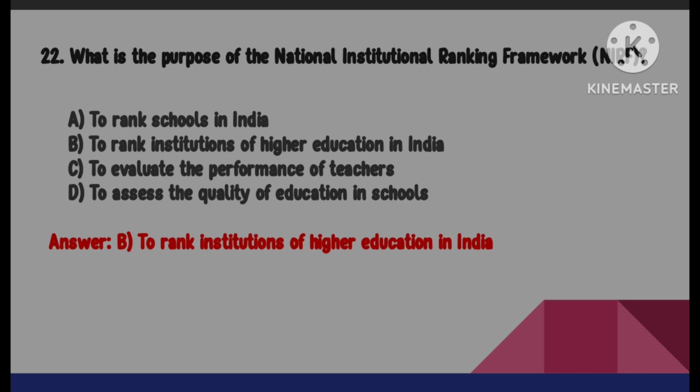Option A, to rank schools in India. Option B, to rank institutions of higher education in India. Option C, to evaluate the performance of teachers. Option D, to assess the quality of education in schools. And the right answer is option B, to rank institutions of higher education in India.